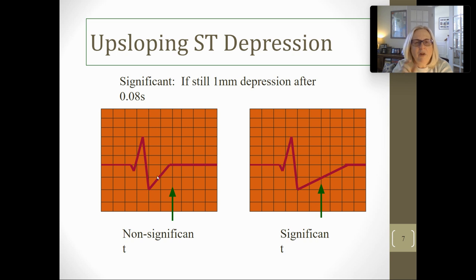So if it's not very wide, like in that stress test I was talking about, it's considered a non-significant one. When it really takes a long time getting back up to the isoelectric line, this is going to be considered significant. So non-significant and significant. That's the only difference between those two. And if you want to put down on your paper, you can circle "not very wide" and "super wide," just to teach yourself and remember.